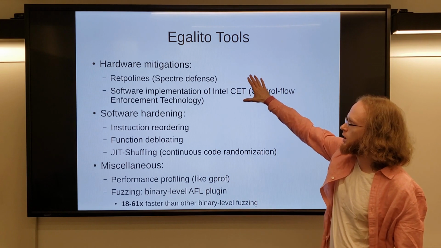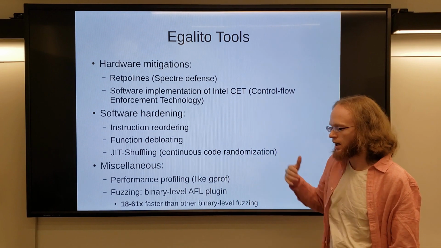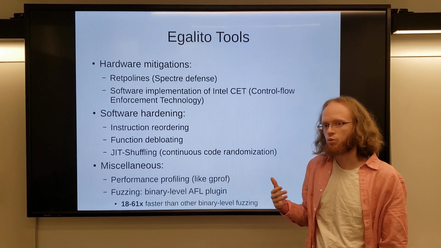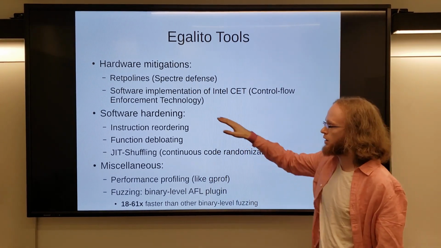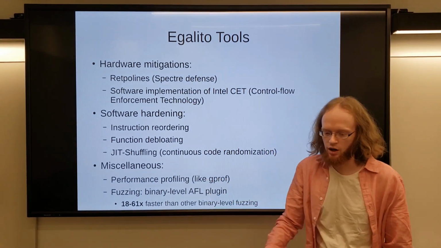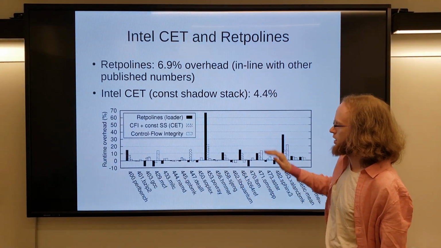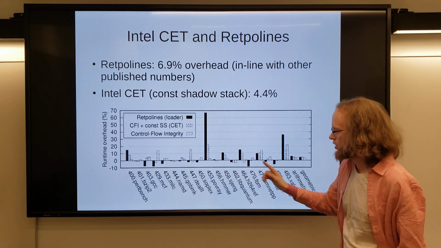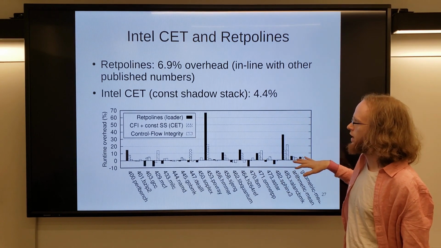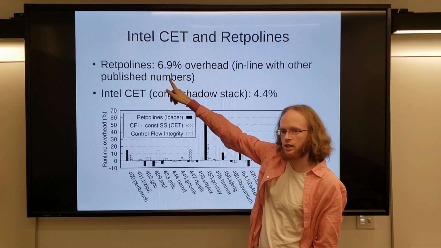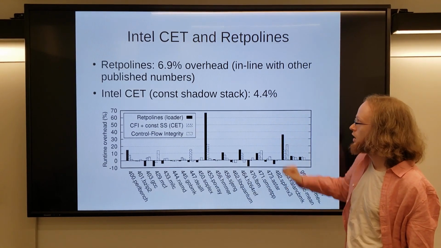Let's talk a little bit more about these two hardware mitigations. Intel CET in particular is a security feature that will be available in future Intel CPUs, but is not currently implemented. So we have a software emulation before it becomes available in the hardware. So CET, that's what I was just talking about, and Retpolines, this is just a graph showing that you can run both of them on all of the SPEC CPU programs, and you get reasonable overhead. The Retpolines are 6.9% overhead, that's roughly in line with published numbers, and the Intel CET emulation is 4.4% overhead.